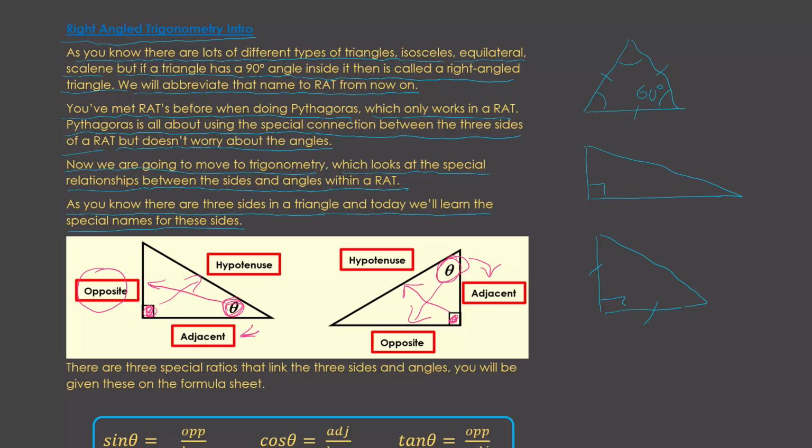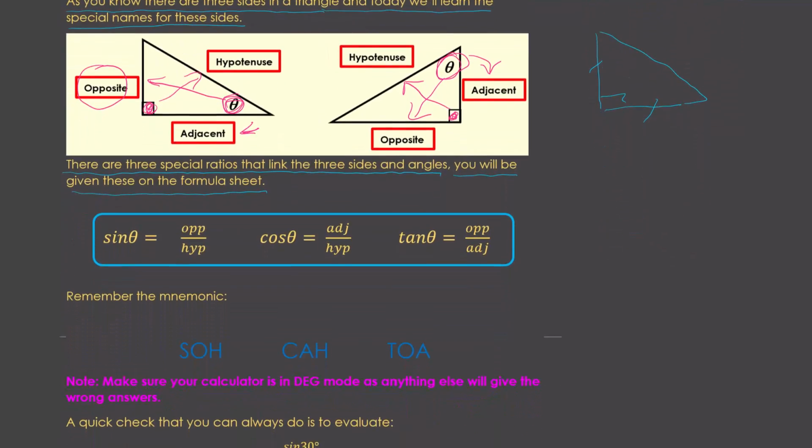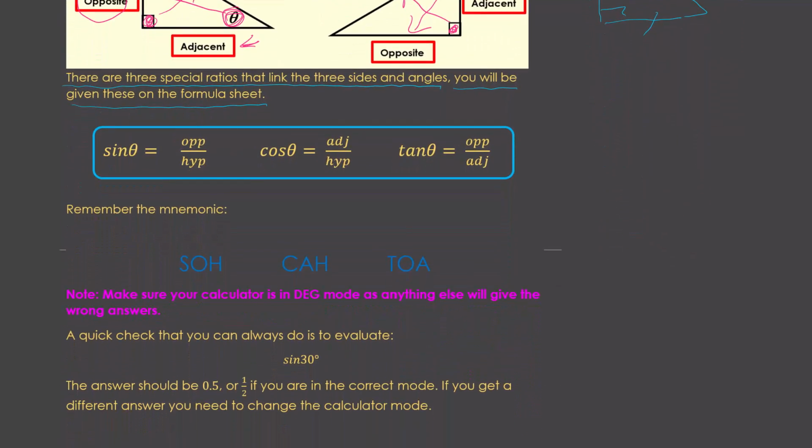Once we recognize the sides, there are 3 special ratios that link the 3 sides and the angles. You will be given these on a formula sheet, perhaps. Not necessarily. You should really know them. So, sine theta is the opposite divided by the hypotenuse.